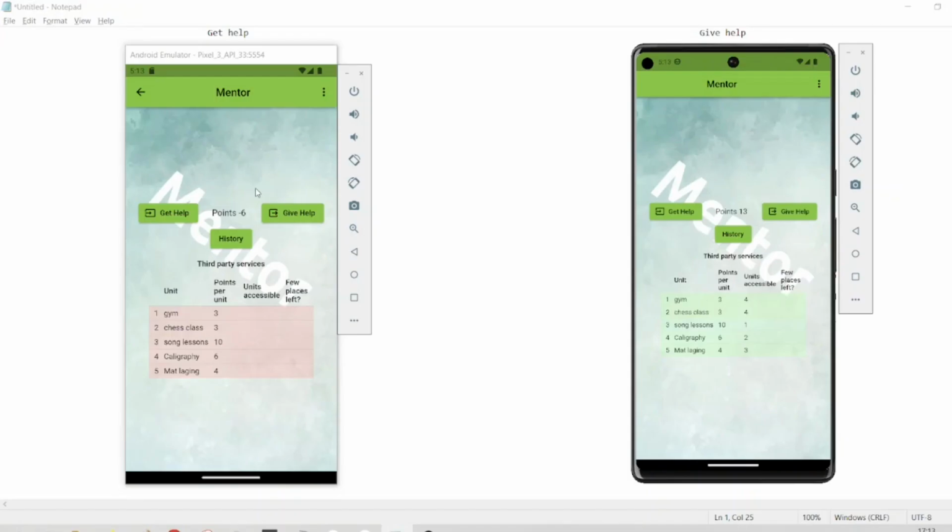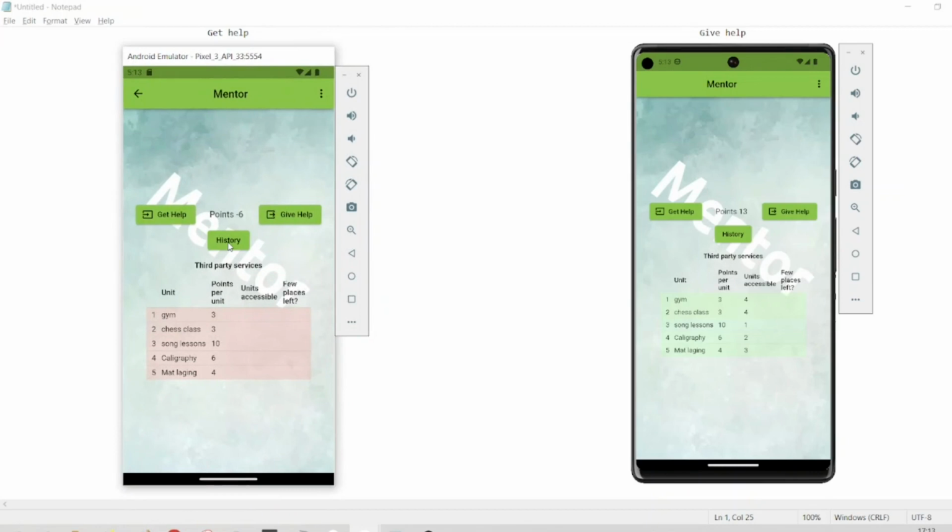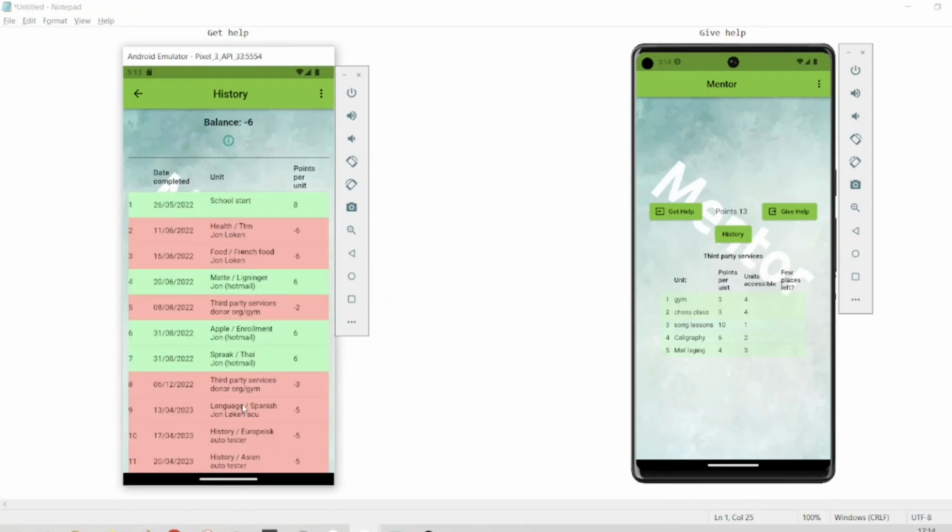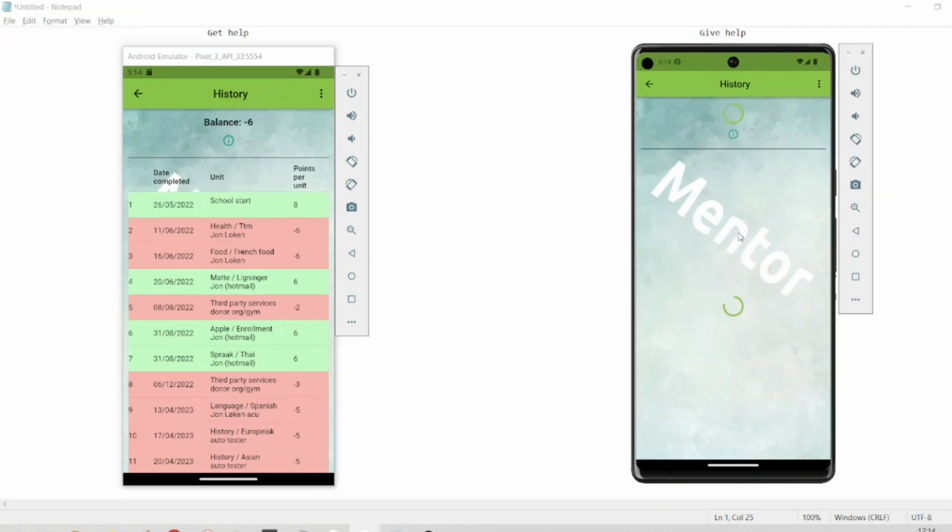After the transaction has been approved, we see that the person who received help has lost 5 points. If we press History, we see an overview of all transactions. At the very bottom we see our transaction on Asian history which cost 5 points. But the person who helped has now received 5 more points. We go into history here, and see that he has gained 5 new points.